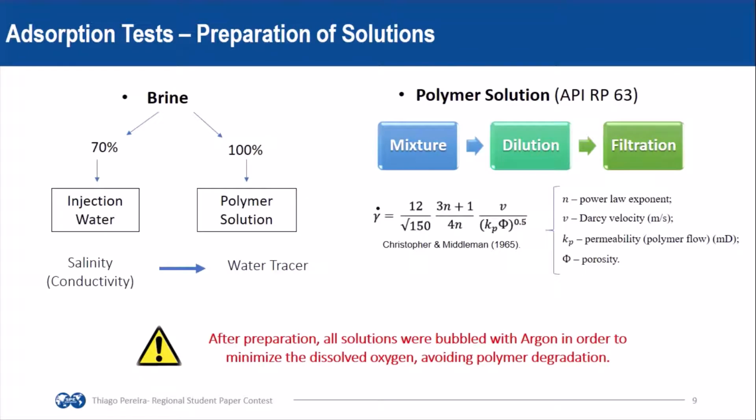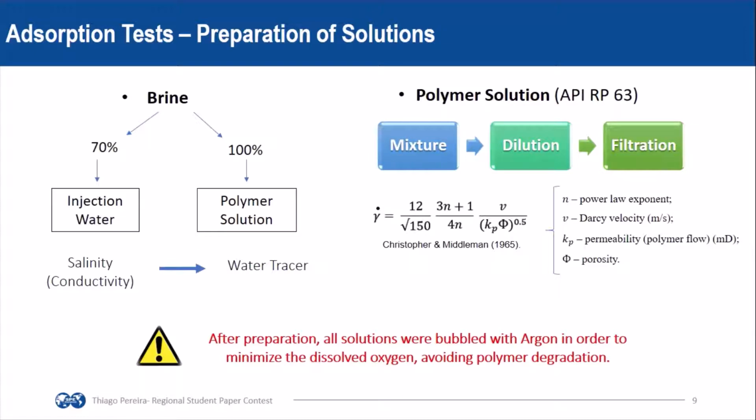Talking about the preparation of solutions, after preparation, part of the brine was diluted to 70% of its original concentration and used as injection water, and part was used to prepare the polymer solution. This salinity conductivity difference was used as water tracer.